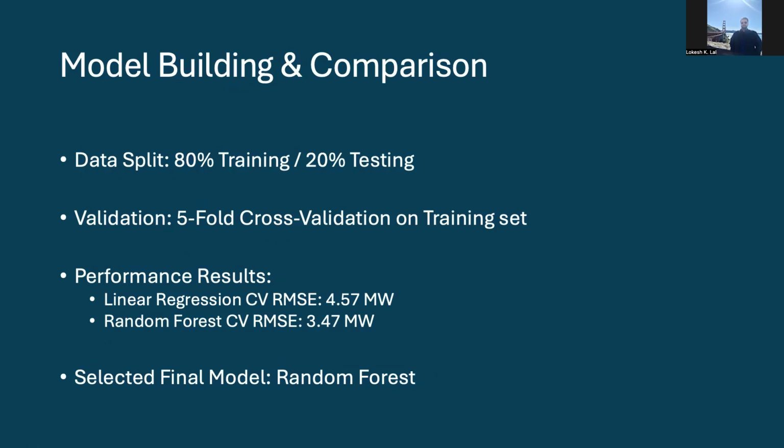If you look at the model building and comparisons, I've split the data into 80% training and 20% testing, and we used five-fold cross-validation. I found that the random forest outperformed the linear regression significantly, reducing the root mean square error from 4.57 megawatt to 3.47 megawatt. Therefore, I chose the random forest as my final model on the basis of all the analysis.